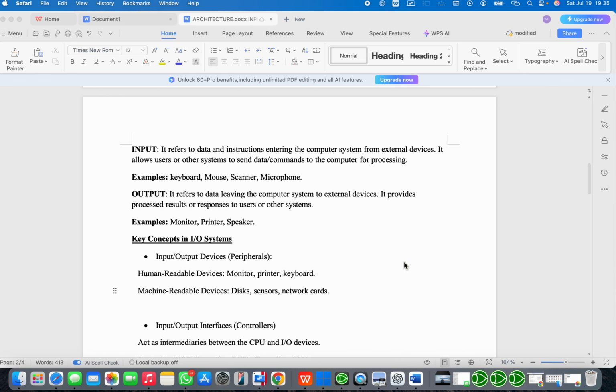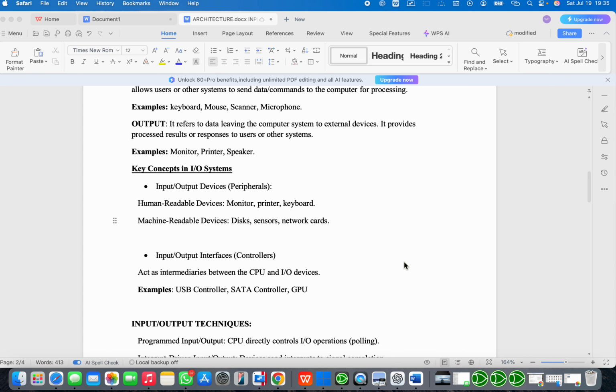Input refers to the data and instructions entering the computer system from external devices. It allows users or other systems to send data and commands to the computer for processing. Examples are keyboard, mouse, scanner, microphone, etc. Output also refers to the data leaving the computer system to external devices. It provides processed results or responses to users or other systems. Examples are monitor, printer, speaker, etc.